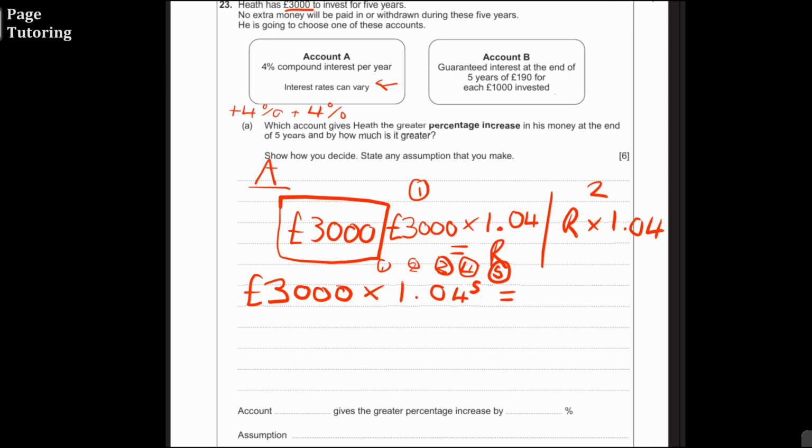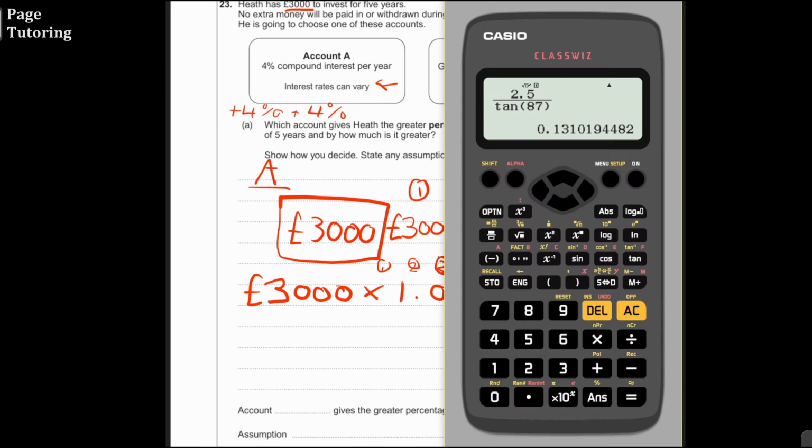I can't do that in my head. So I'm going to whip out my calculator. And you'll see straight away the first assumption I've made. Though account A says the interest rate is variable, I don't know what it's going to vary to, so I'm just going to assume that it's going to stay around 4%. I don't actually know. So 3,000 times 1.04.